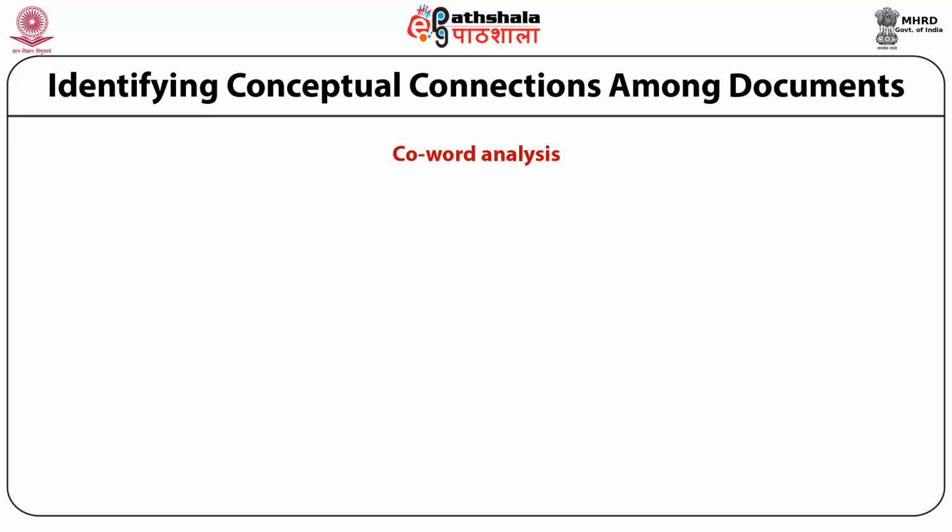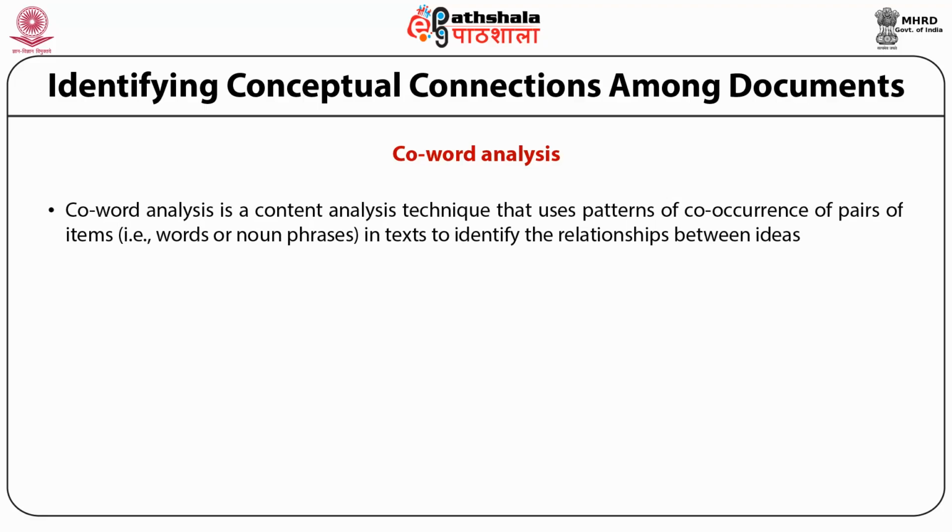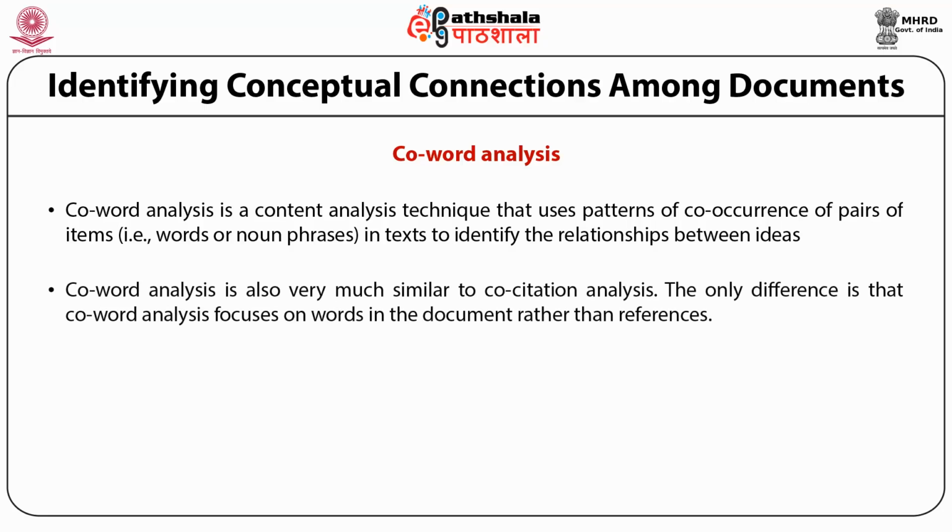Cohort analysis is another useful method to capture the intellectual connection in a field. Cohort analysis is a content analysis method that uses patterns of co-occurrences of pairs of items, words or noun phrases in text to identify the relationship between ideas. Cohort analysis is also very much similar to co-citation analysis. The only difference is that cohort analysis focuses on words in the documents rather than references.